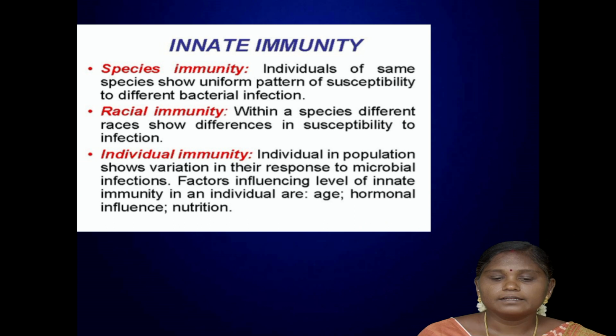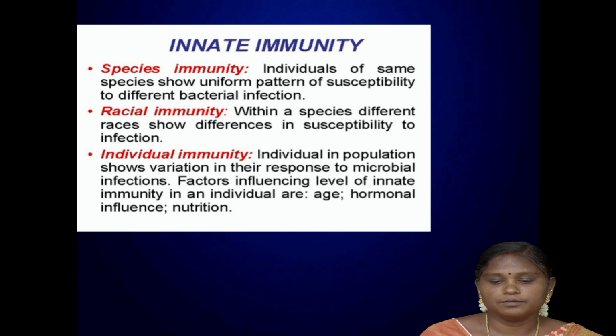Then racial immunity means that within a species, different races show differences in susceptibility to infection. This is common when you take a microorganism: within the species there will be different races, and so differences in the susceptibility to infection. So that is racial immunity.